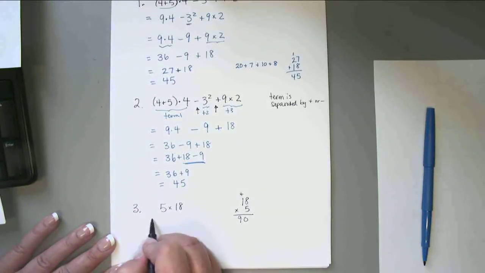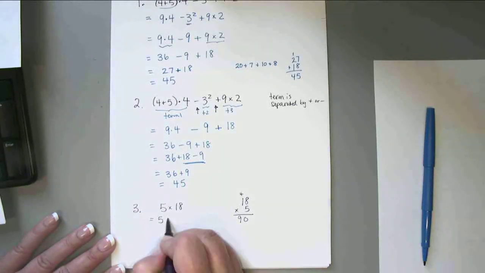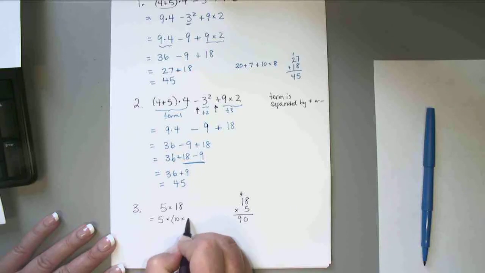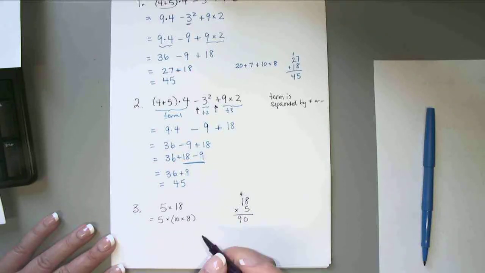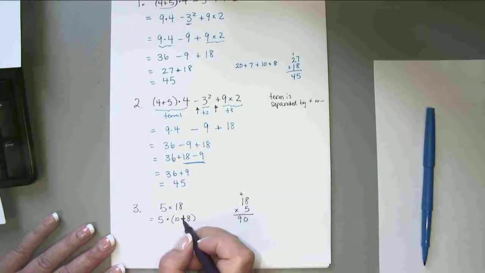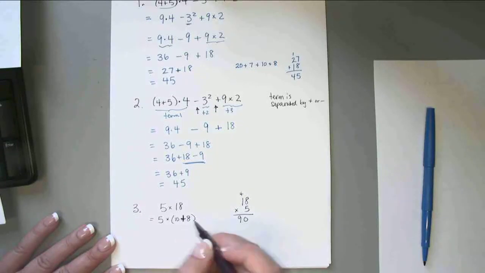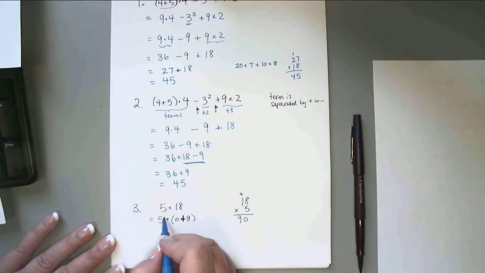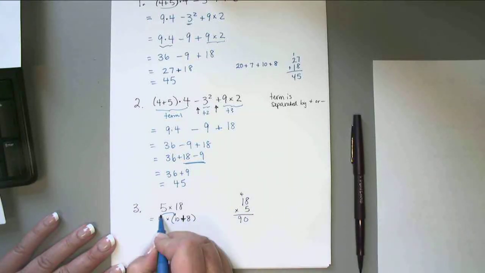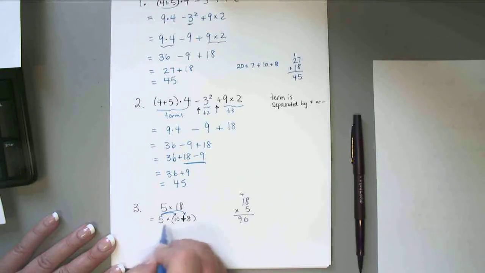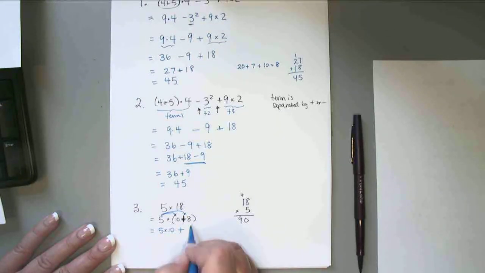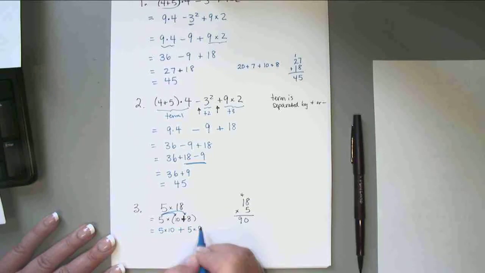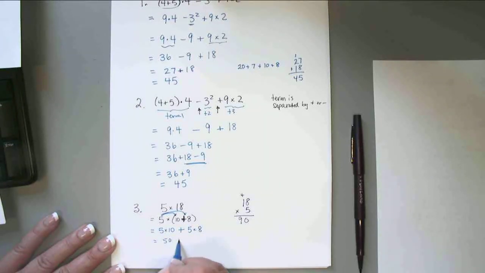But another way to do this is to break it down. So this is 10 times 8, and then we would actually use, 10 plus 8. 18 is 10 plus 8. And then we would use FOIL, or expand this, 5 into the bracket. So we would have 5 times 10 plus 5 times 8. So this would be 50 plus 40, which is 90.